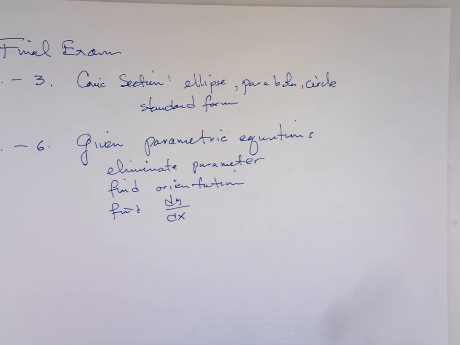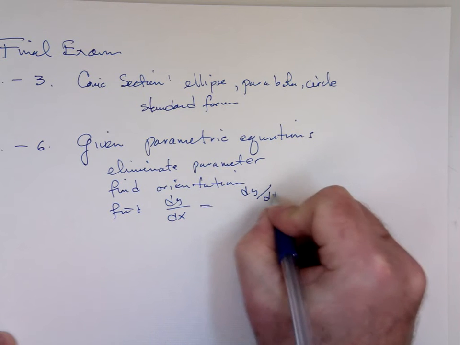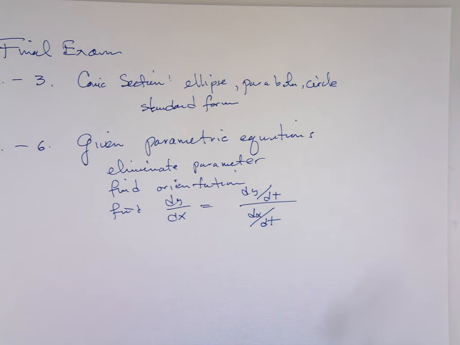Find the slope of a tangent line, and you would do that by dy/dt over dx/dt. Use the chain rule. Of course, you could eliminate the parameter and do dy/dx directly as well. Everybody else set on that? Those are from the first test.